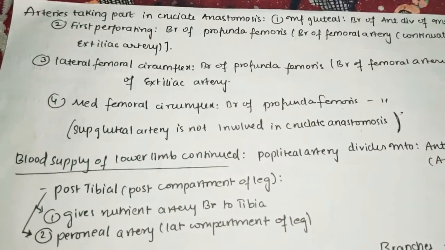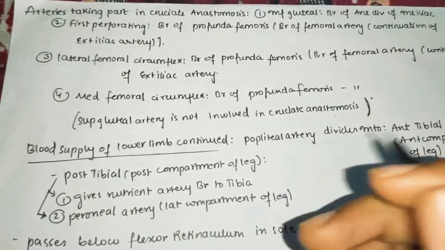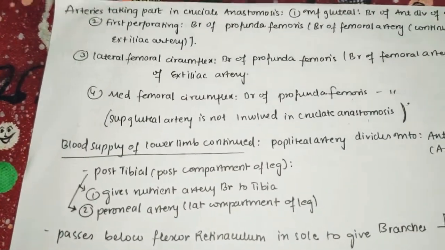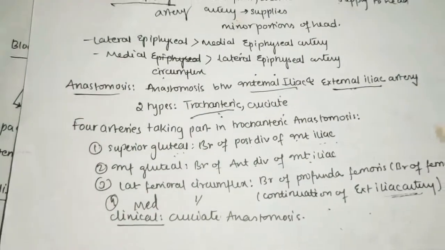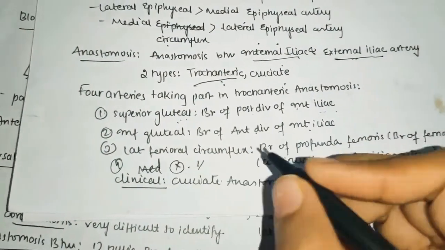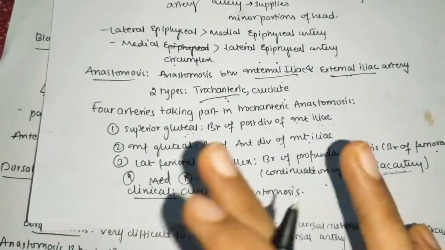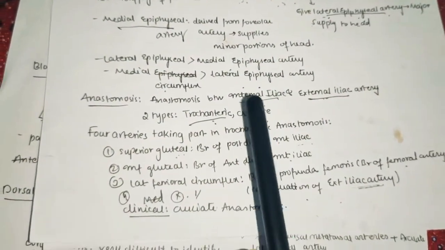And also you need to note that the medial circumflex femoral is not involved in trochanteric anastomosis. So actually I wrote it here, but it's wrong. So you can see here, the medial femoral circumflex is not involved in trochanteric anastomosis, and in cruciate superior gluteal is not involved.